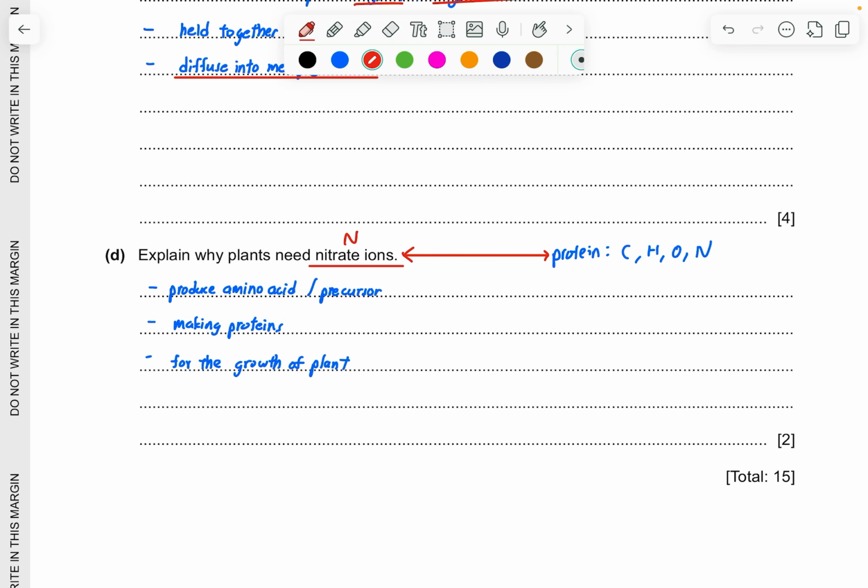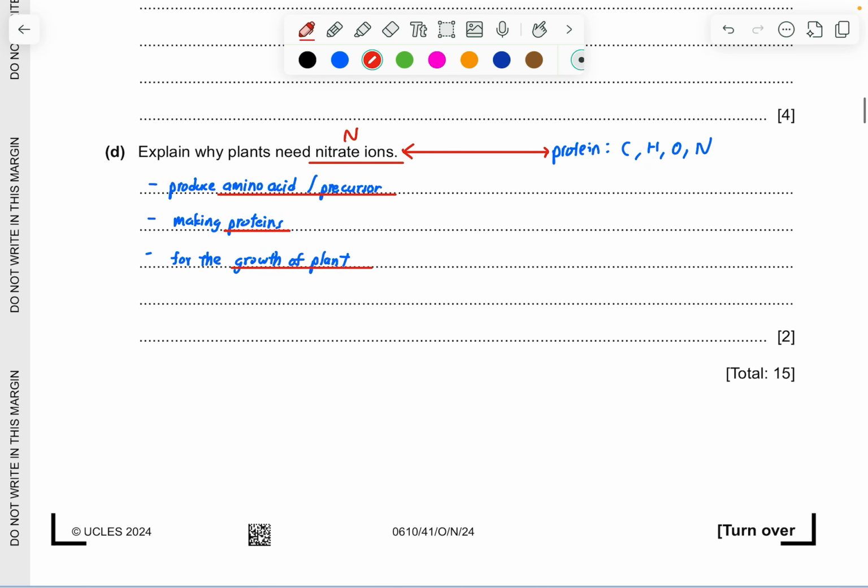If we use protein for growth, the same thing applies to plants. They need to use nitrate to produce amino acids as a precursor, and these help to make proteins, which they will use for the growth of the plant. So just translate it from a human to a plant. That applies the same concept. It's just different chemicals put inside.